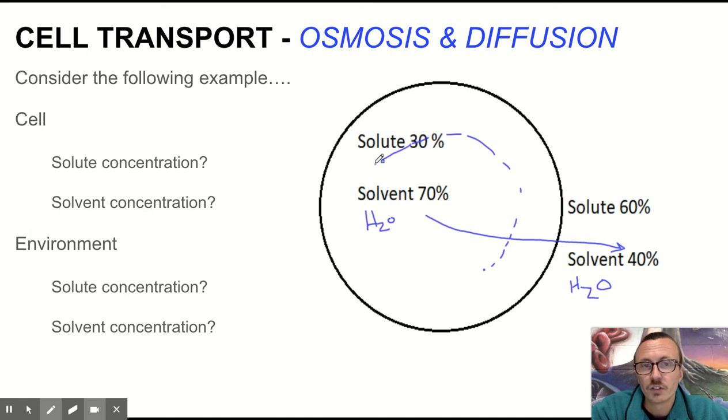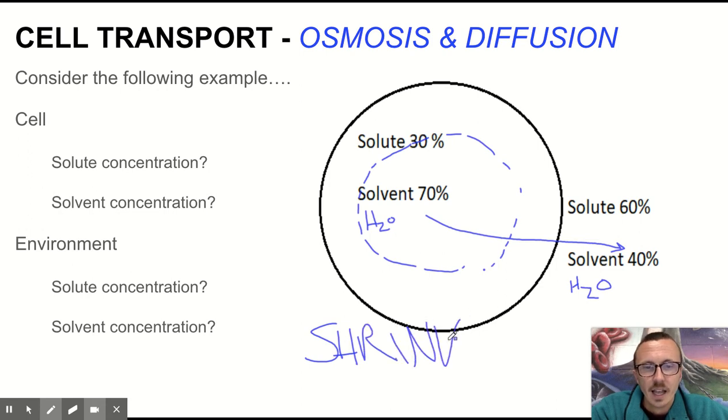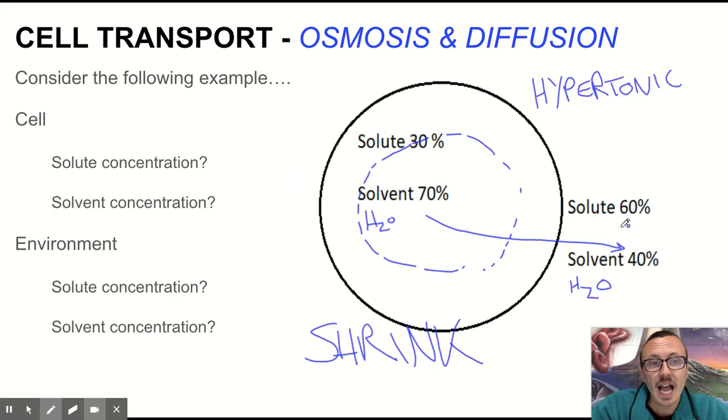Well, our cell is going to shrink and shrivel up. So we're going to have a cell that shrinks and decreases in size. And how would we describe this environment? Well, this environment would be hypertonic, or this solution that the cell is floating around in would be hypertonic. And what does that mean? Well, it means that the outside is higher. The solute strength is higher outside than it is on the inside. 60 is above or higher than 30. So hyper means above, and 60 is definitely above 30.